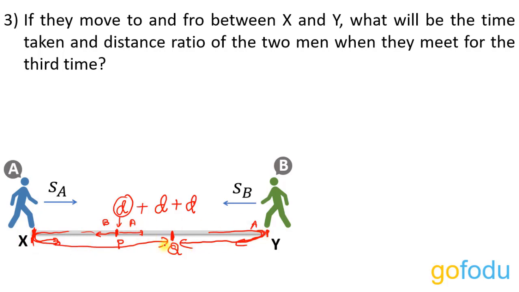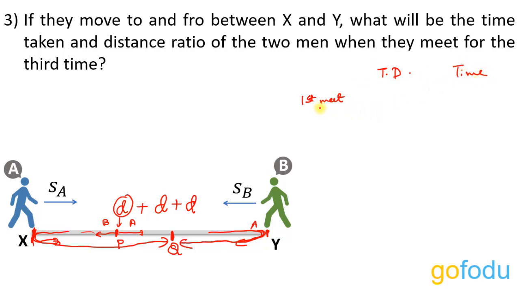So for the first meeting they cover distance D, for the second meeting they cover distance 3D, and for each subsequent meeting they have to cover 2D distance more than the previous one. So we have their first meeting, and the total distance and time taken to meet.